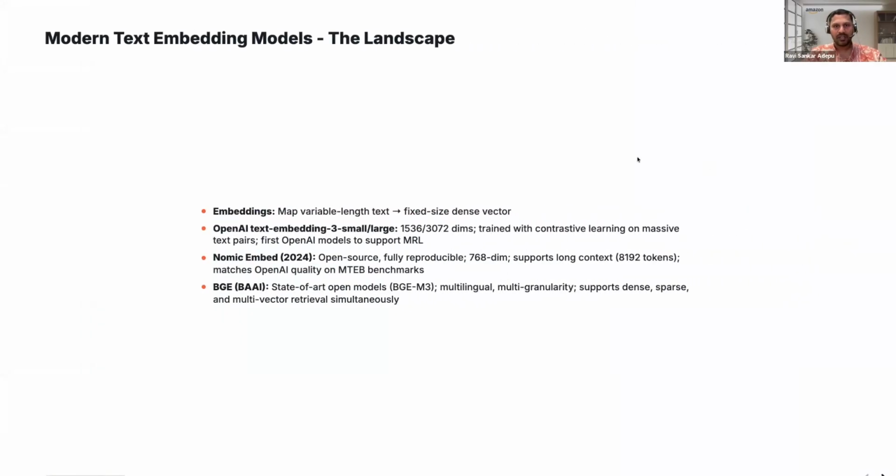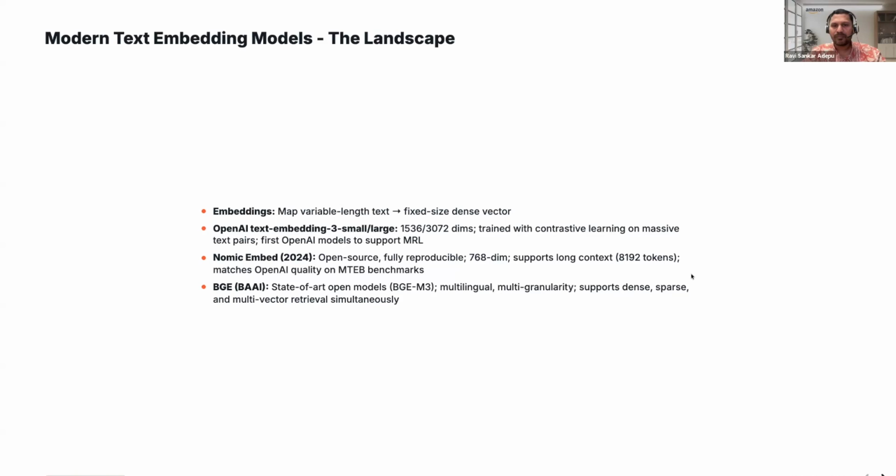So a quick grounding first. An embedding model takes a piece of text, let's say a word or a sentence or a document, and turns it into a fixed size vector of numbers that captures its meaning. Similar meanings land close together, and that's what makes semantic search and RAG work. For example, large models like OpenAI's text embedding 3 output some 1500 or 3000 dimensional vectors. Nomic's model is fully open and reproducible, 768 dimensions with a long context.